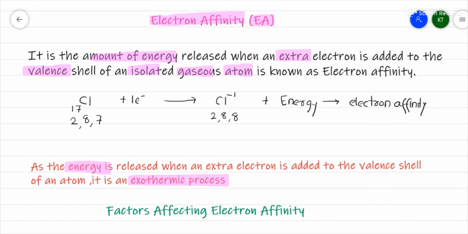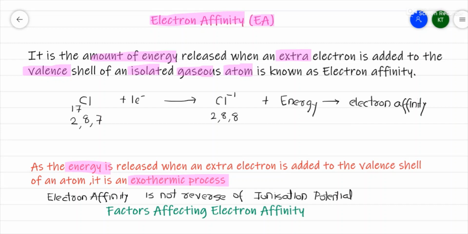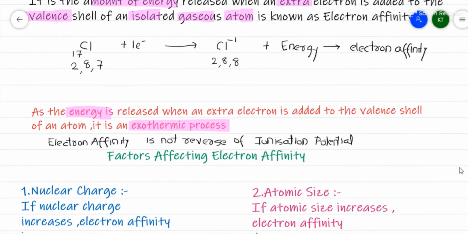Now, do note one point. Your electron affinity is not the reverse of ionization potential. In ionization potential, I am providing energy to eject the electron. It is not the same like if I remove the electron, I provide X amount of energy, and to add an electron, the same amount of energy will be released. That is not true. So do remember that your electron affinity is not the reverse of your ionization potential.